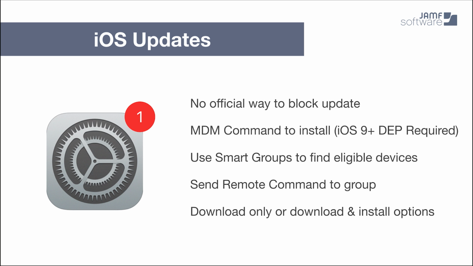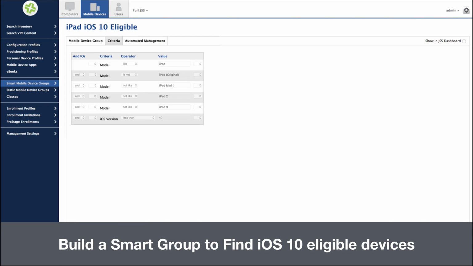So let's see what that looks like here. I'm going to jump into my JSS now. So this is what the management server looks like. And I'm in the mobile devices tab up top, and I've created a smart group along the side here. And a smart group is just a search string that's looking for certain criteria.